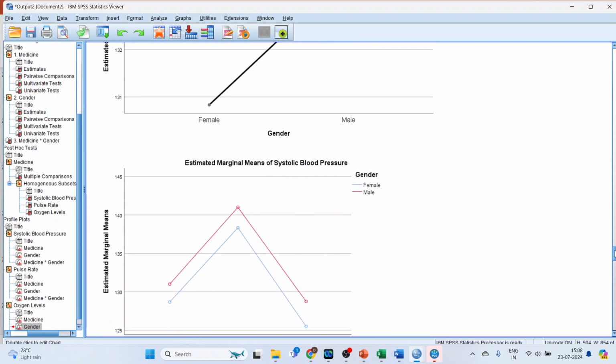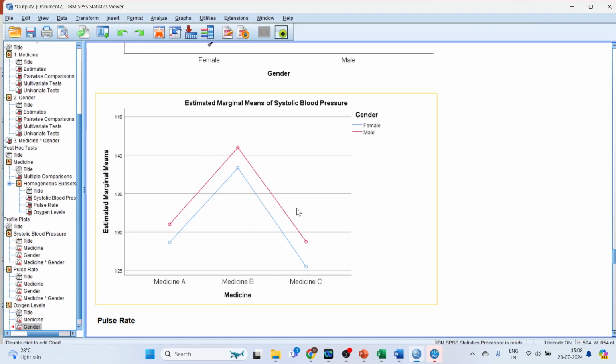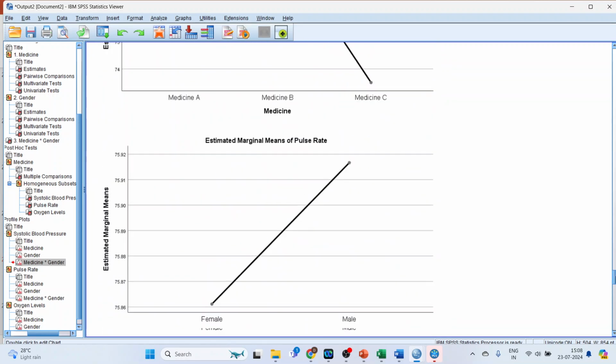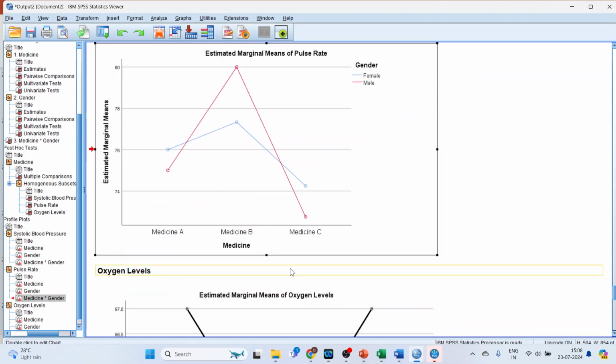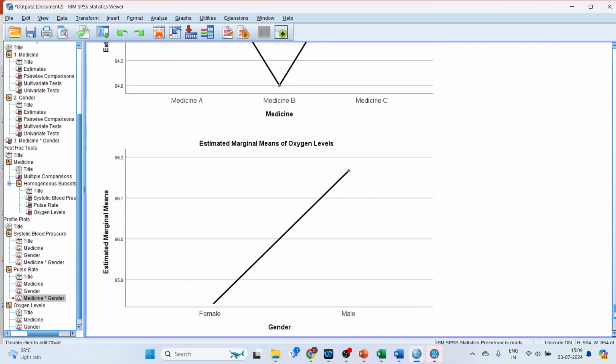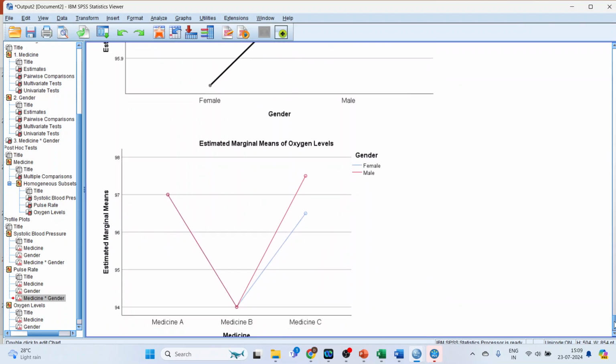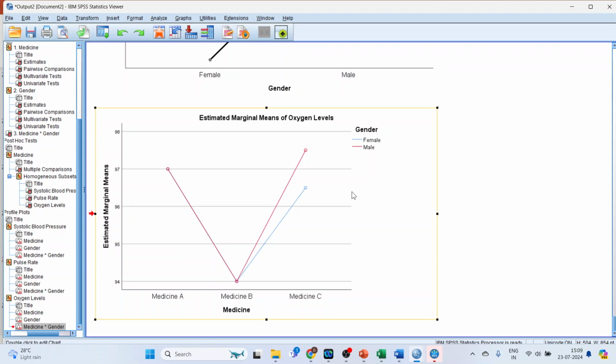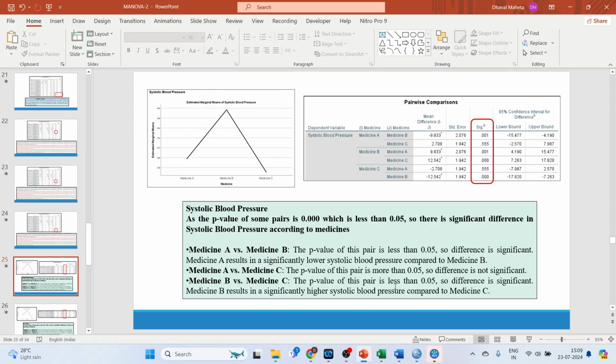Then you will get the graph of interaction: systolic blood pressure, medicine and gender. Okay. Pulse rate, medicine and gender, and oxygen level, medicine and gender. Now let's see the interpretation.